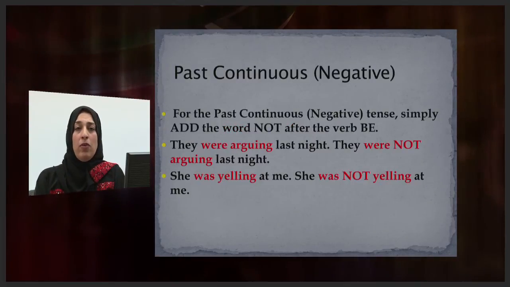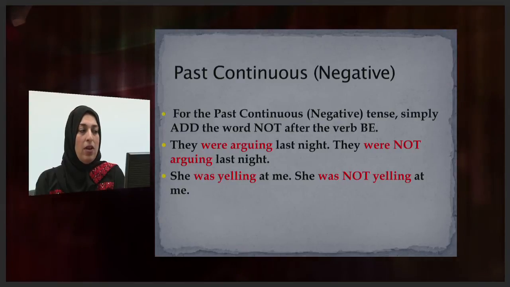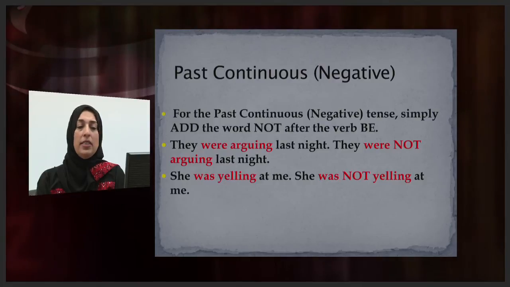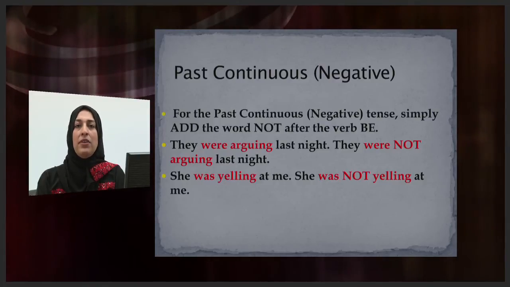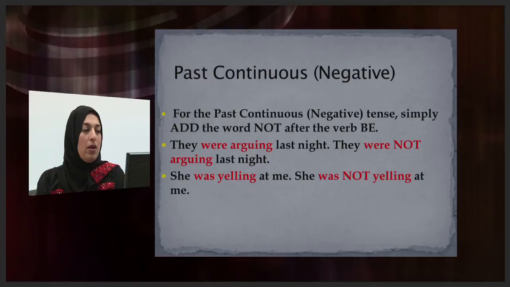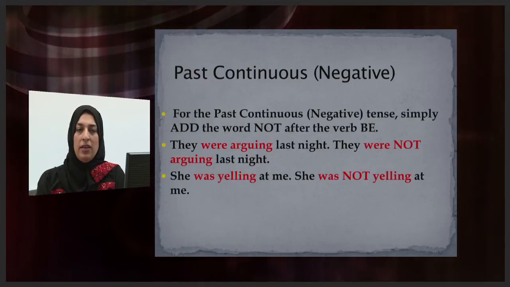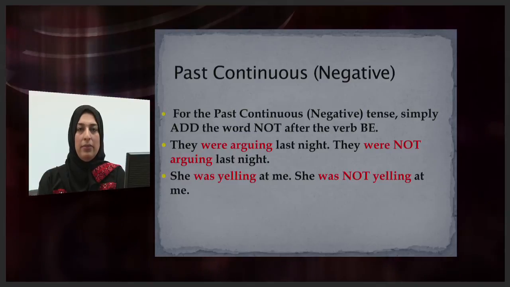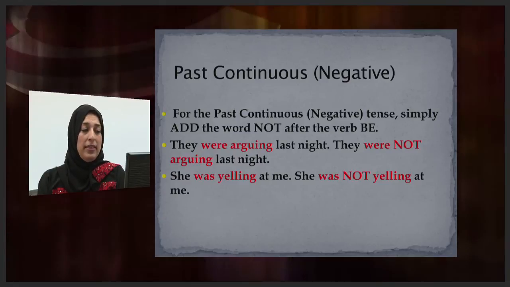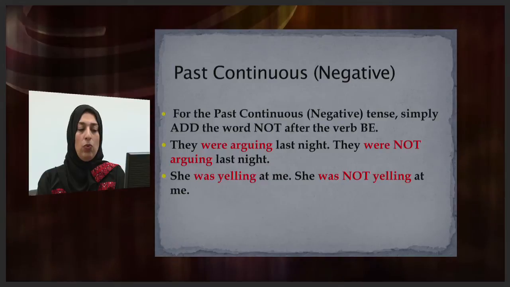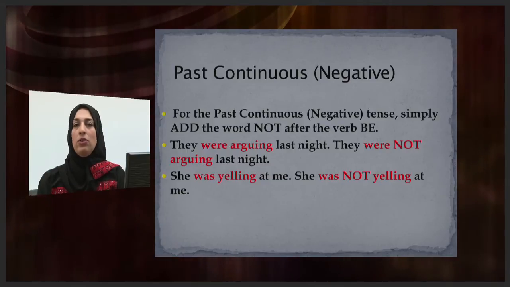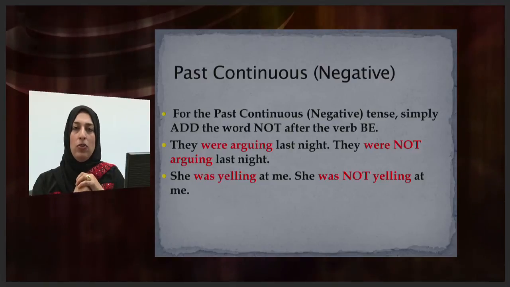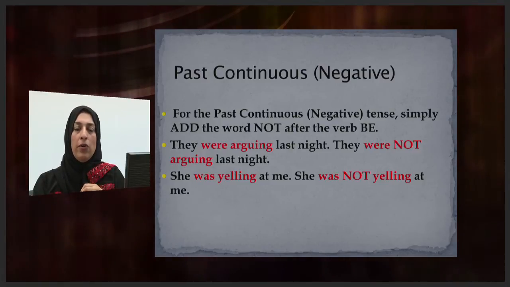The negative form of the past continuous. For the past continuous negative tense, we simply add the word not after the verb to be. They were arguing last night. They weren't arguing last night. She was yelling at me. She wasn't yelling at me. So as you all notice here, we only added not to the verb to be, which is was or were.